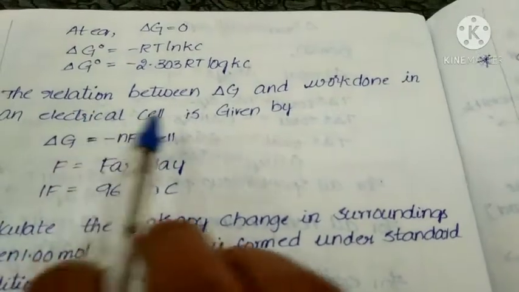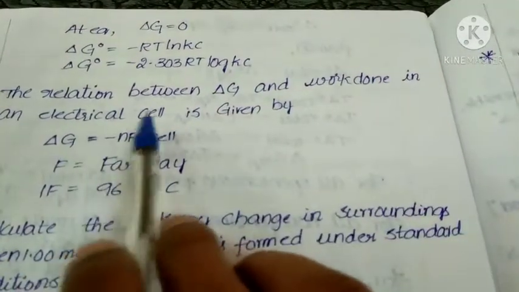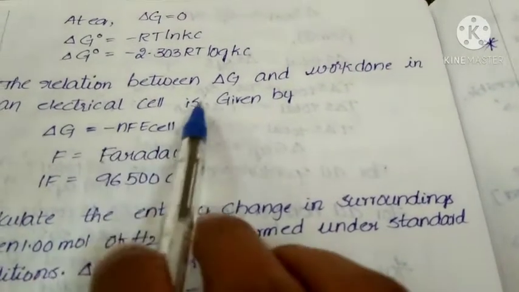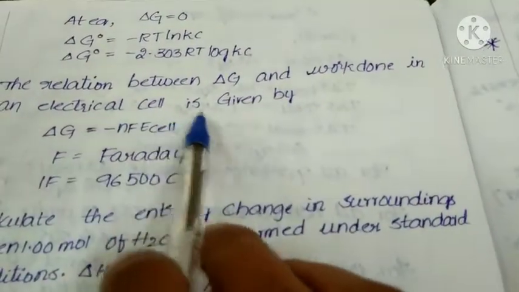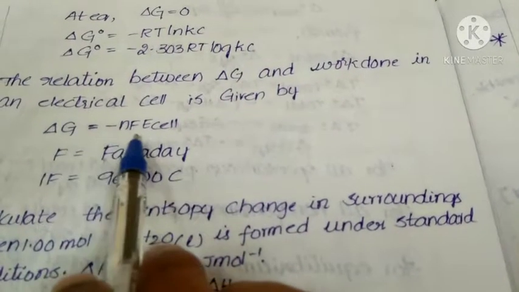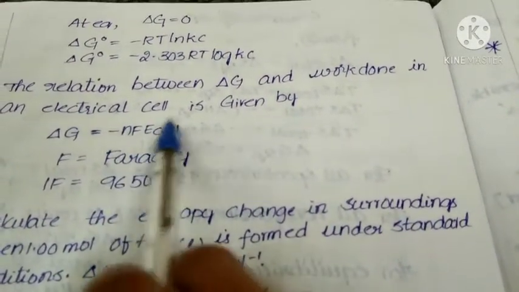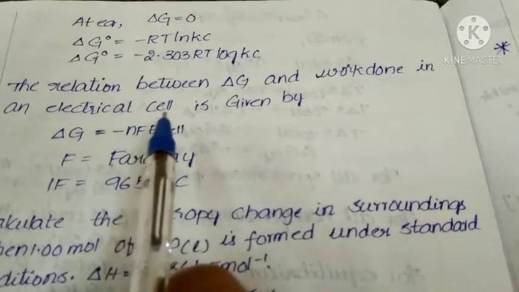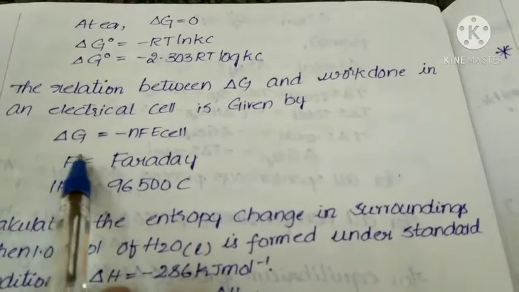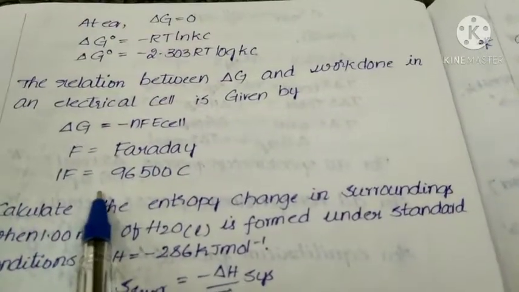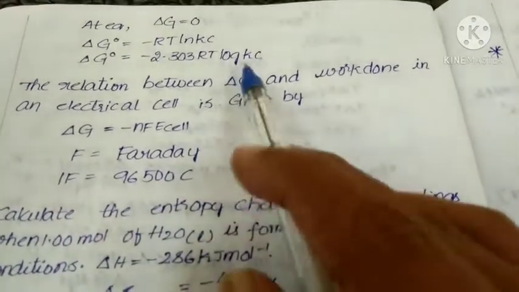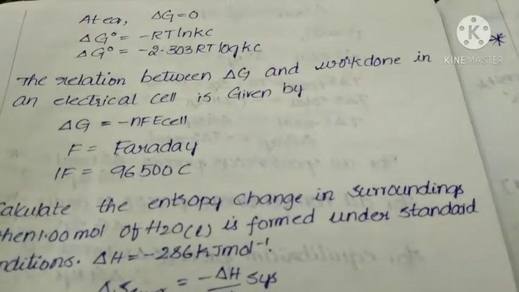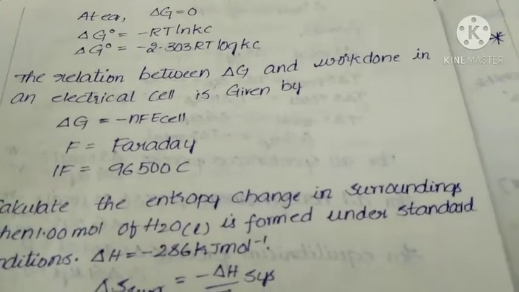The relation between delta G and work done in an electrical cell is given by delta G equal to minus nF E cell. Here E cell means the EMF of the cell, F means Faraday, and n means the number of electrons in that cell. Delta G means Gibbs energy change. One Faraday value is 96,500 coulombs. You have to remember these two formulas. You will get some problems based on these two formulas. I will discuss some numericals.